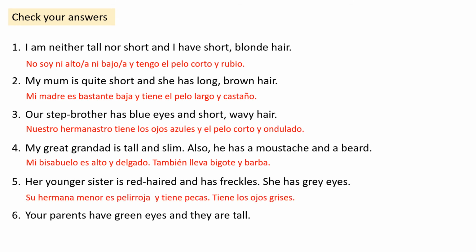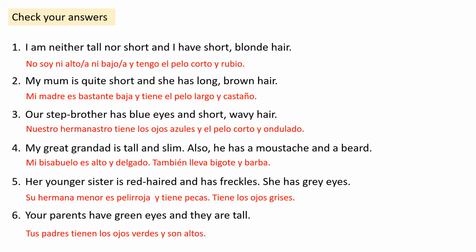Número 5. Su hermana menor es pelirroja. I've used pelirroja because hermana is feminine singular. Y tiene pecas. Tiene los ojos grises. Y número 6. Tus padres tienen los ojos verdes y son altos. We've used altos, the masculine plural version here of the adjective, because padres is masculine plural.